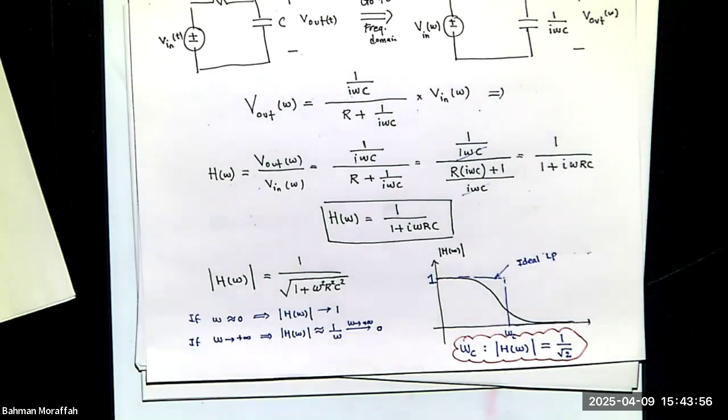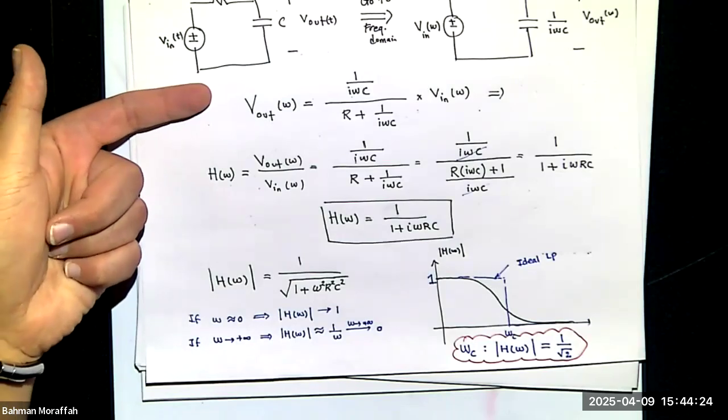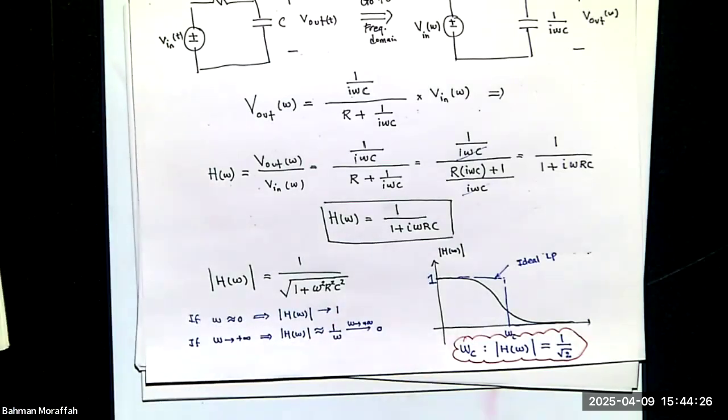Again, that 1 over radical 2 is not some arbitrary number. It's basically when you drop by 3 dB, which is 20 times log 10 of this absolute value. We're going to talk about it later. Just so you know, it's not some arbitrary number. So if I build this RC circuit and look at the voltage across the capacitor, that indeed gives me a low-pass filter, right?